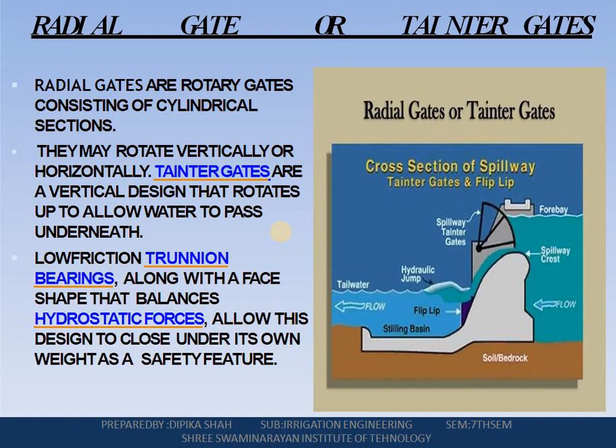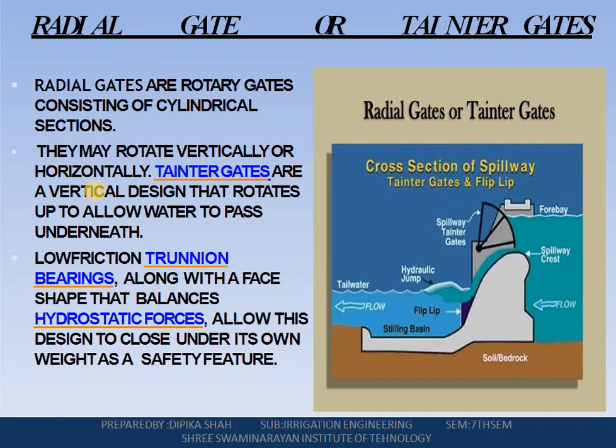Radial gates or Tainter gates, right. So what is a radial gate? Radial gates are rotary gates consisting of cylindrical sections. Radial gates, also known as Tainter gates, have a water-supporting face made of steel plates in the shape of a sector of a circle and properly hinged at the pivot, right. So the gate can thus rotate about a fixed horizontal axis.